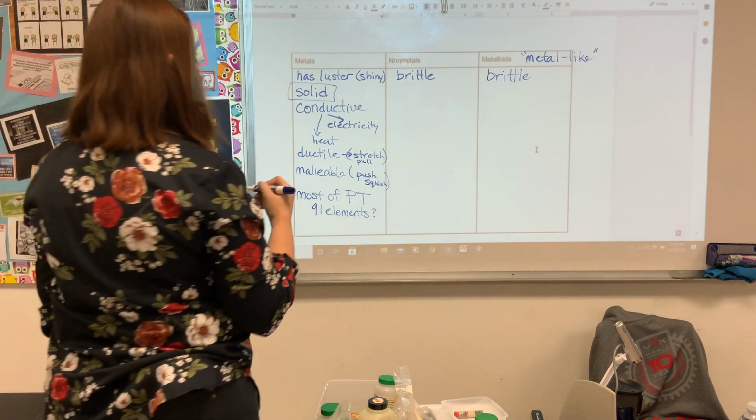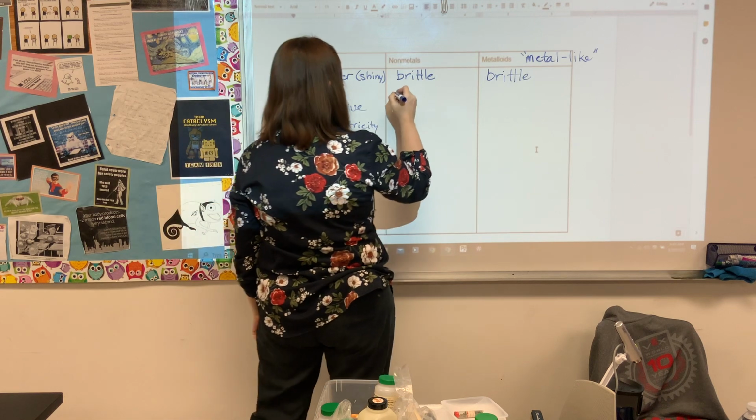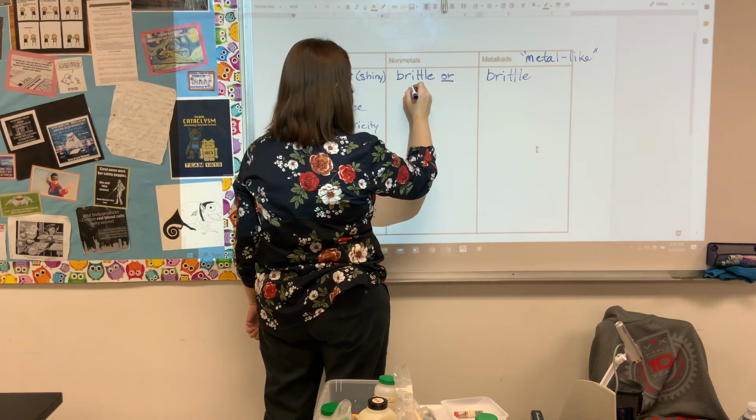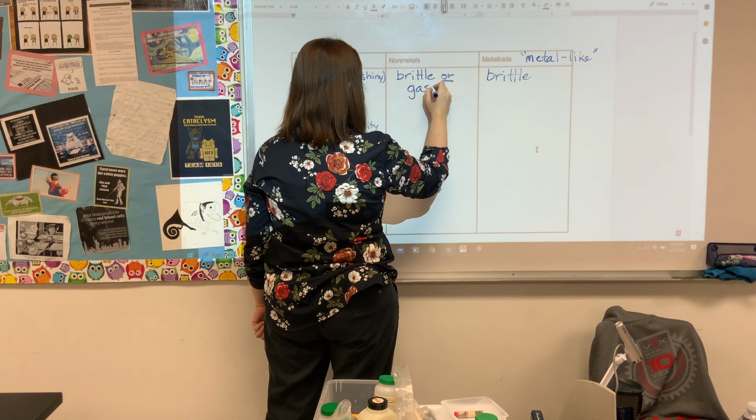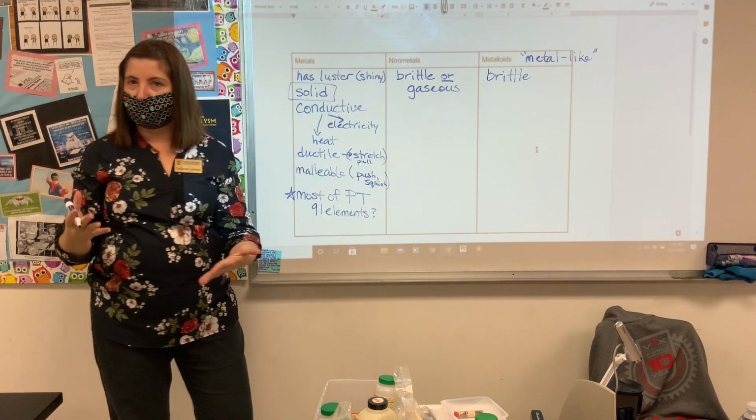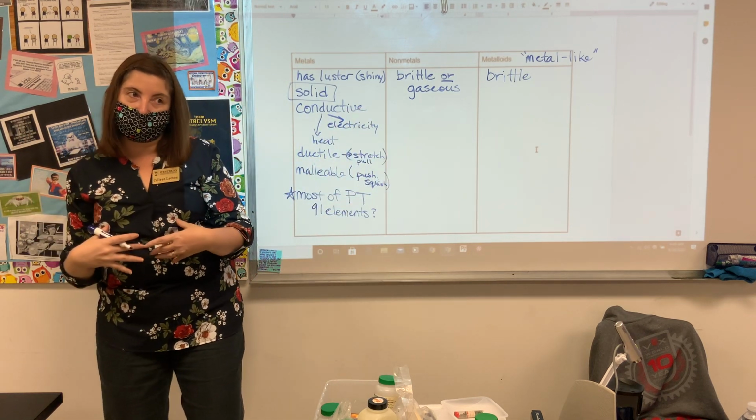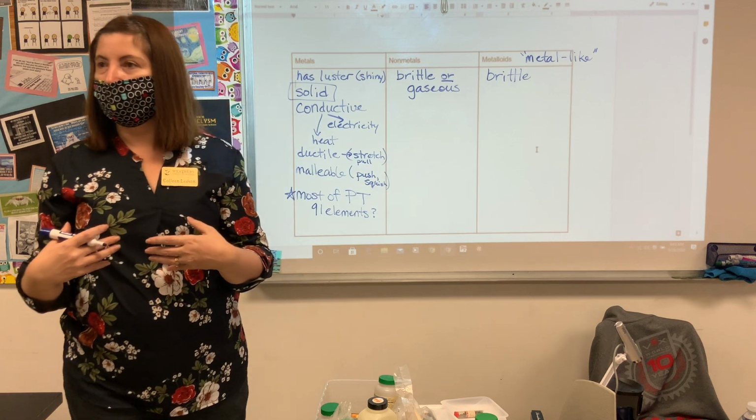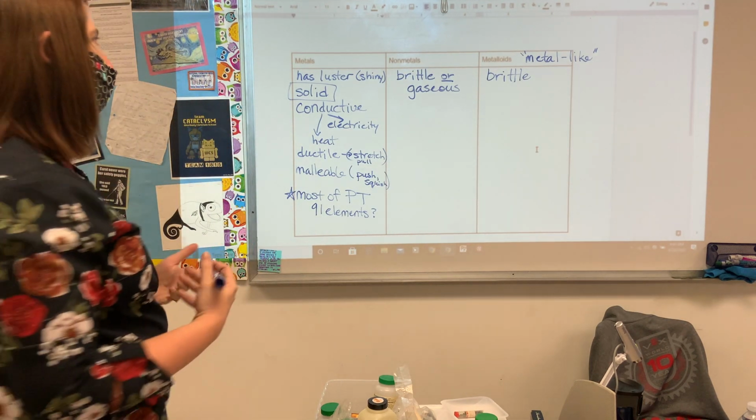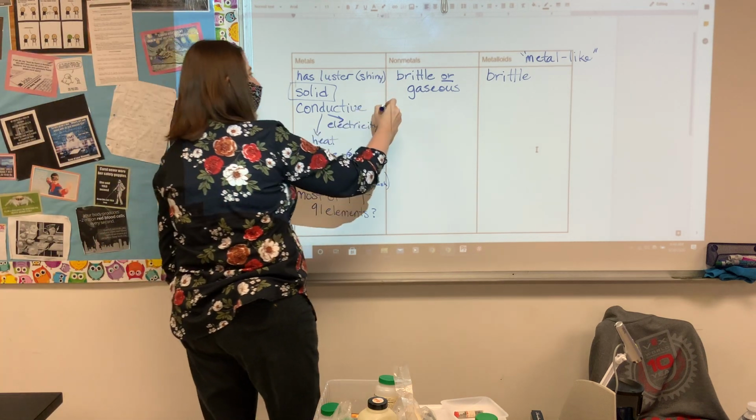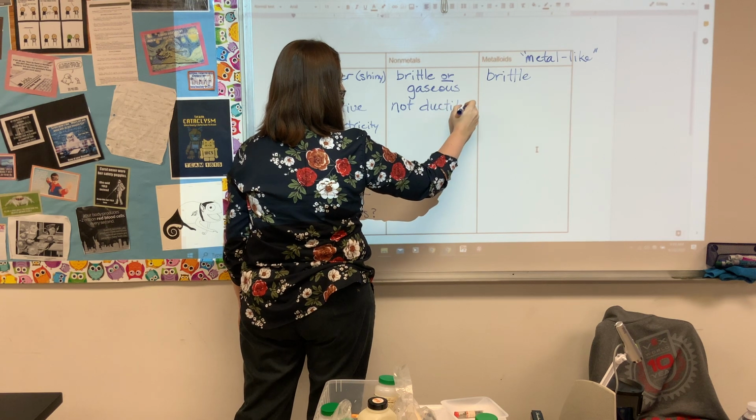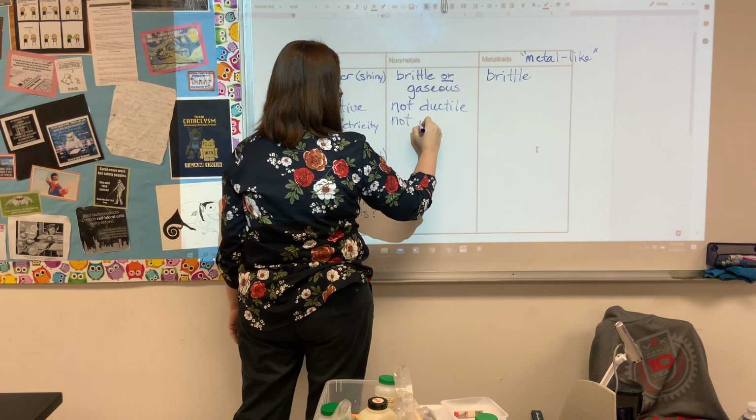Jack? Some of them are gaseous. Ooh. So we could say brittle or gaseous. And that means it takes the form of a gas, not that it has gas. Okay, David? Not ductile. That kind of comes with the brittle, but I'll write it anyways. Not ductile. Probably means not malleable either, huh?